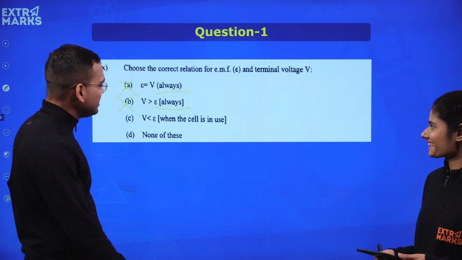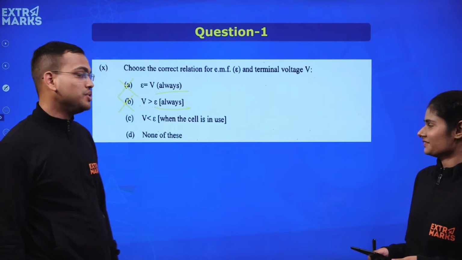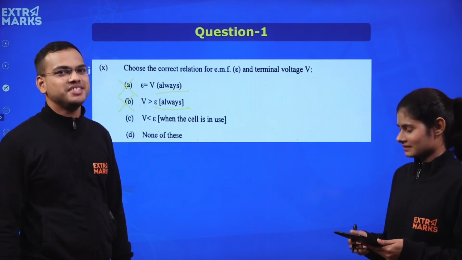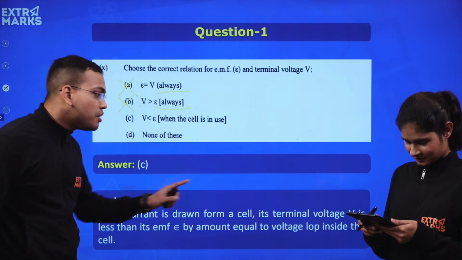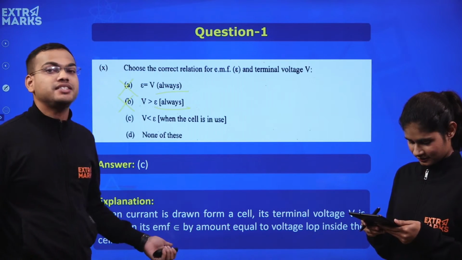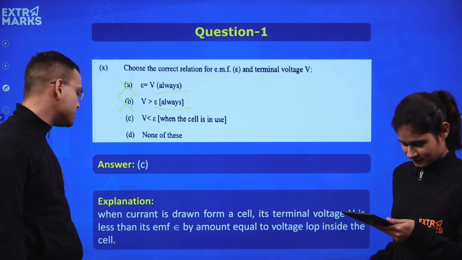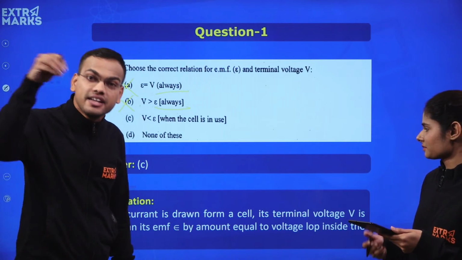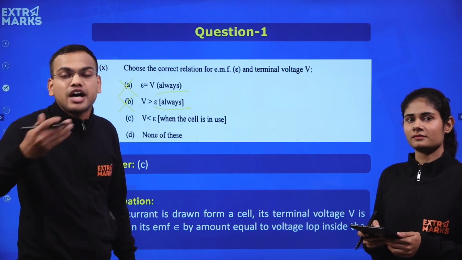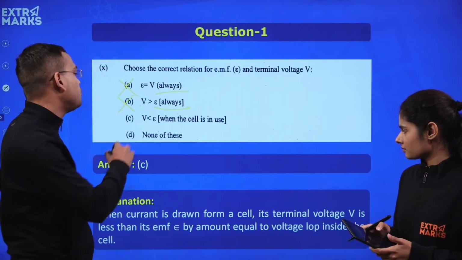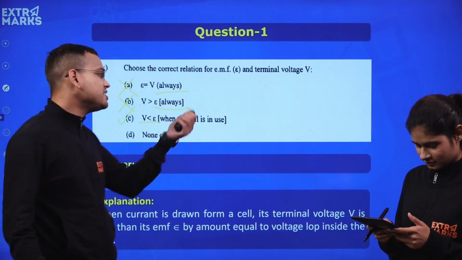True, totally agree with the thing. Now, terminal voltage is less than EMF when the cell is in use. Yes, that makes some sense, right? So see, when current is drawn from a cell, its terminal voltage is definitely less than its EMF, and that is equal to the voltage drop inside the cell. Because inside the cell there is also some resistance that has to be overcome, its terminal voltage is less as compared to the EMF of the cell when the cell is in use.